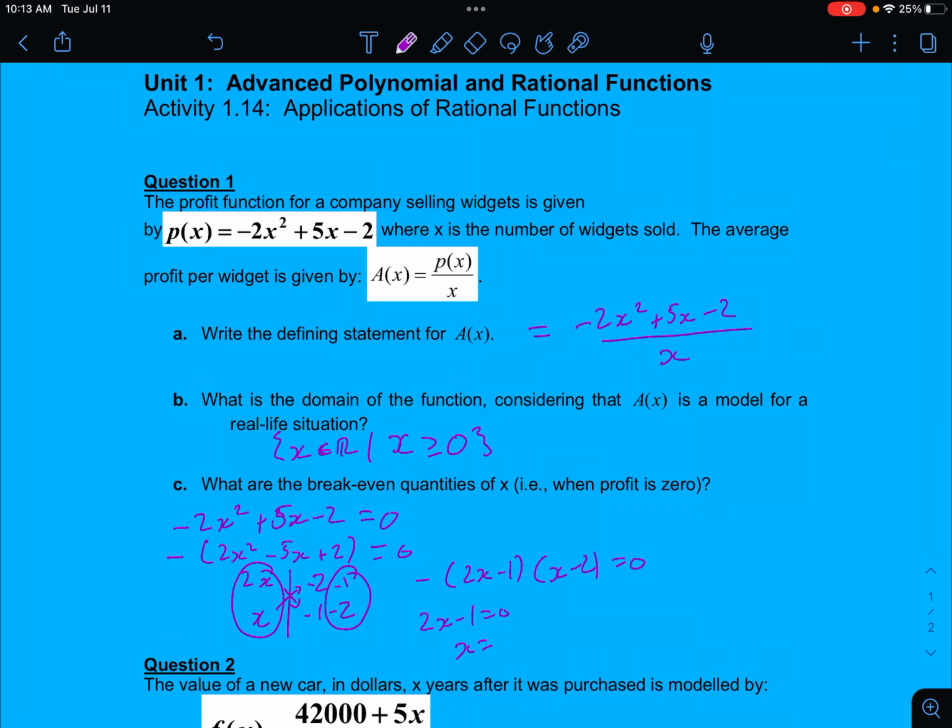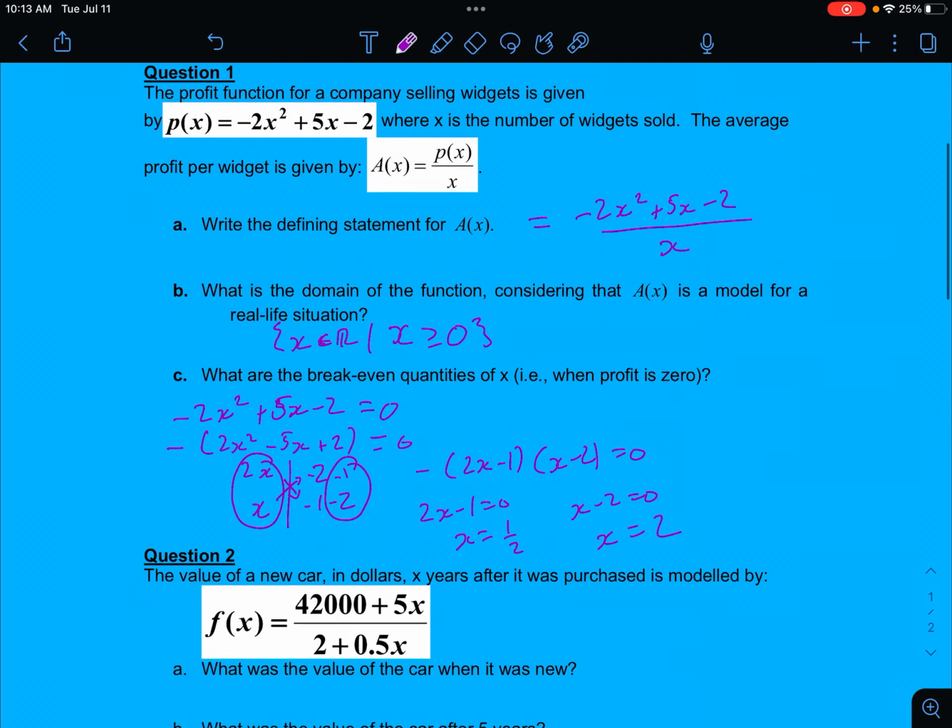So my two answers for when profit is 0: we break even if we make half a widget, and we break even if we make 2 widgets, between these two values.